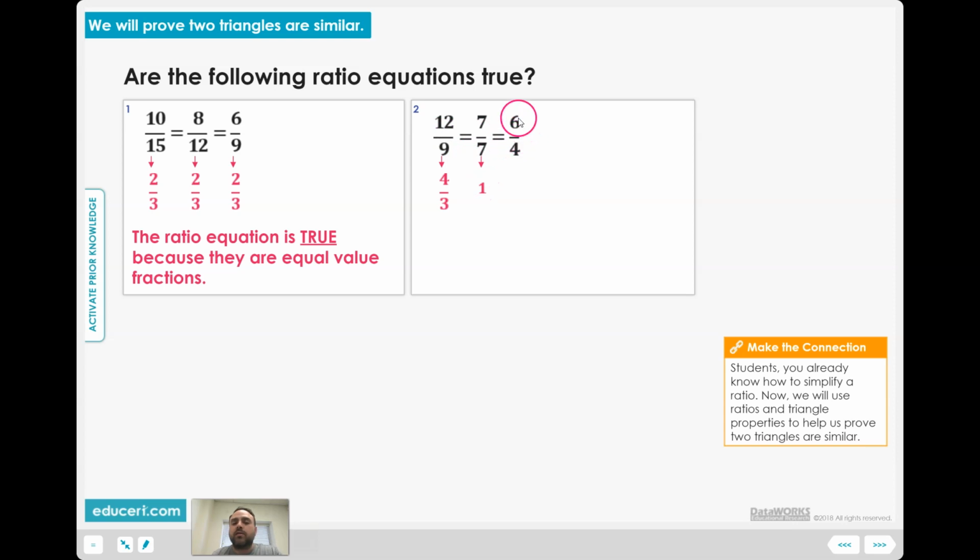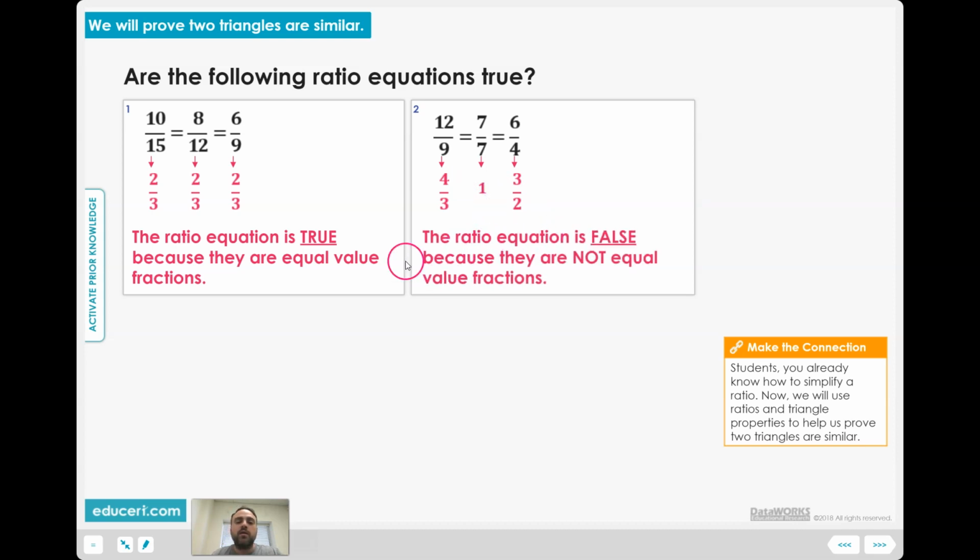Let's go ahead and check the third fraction. 6 and 4 can both divide by 2. 6 divided by 2 is 3. 4 divided by 2 is 2. All three values are unequal. Let's read the final statement. Ready, read. The ratio equation is false because they are not equal value fractions. Well, you already know how to simplify a ratio. Now we will use ratios and triangle properties to help us prove two triangles are similar.